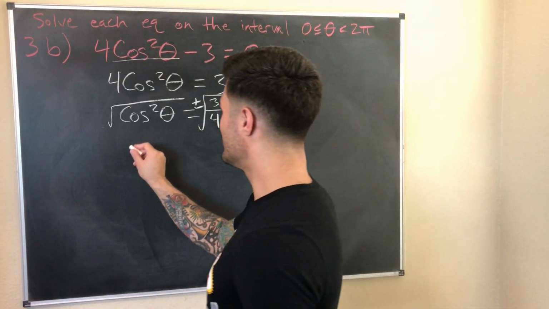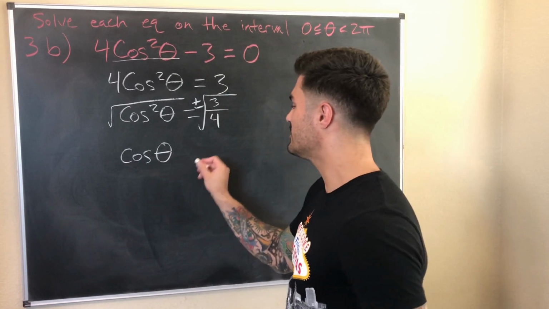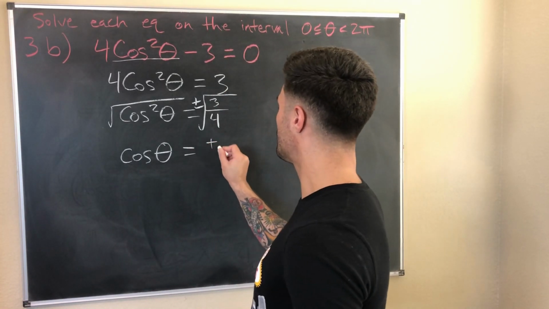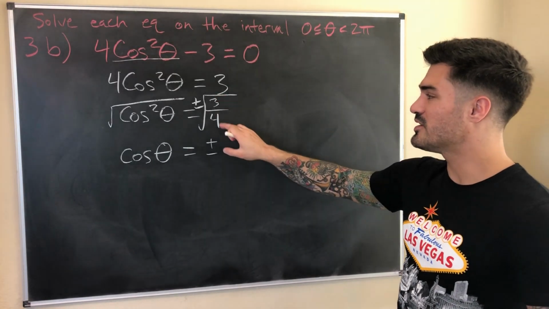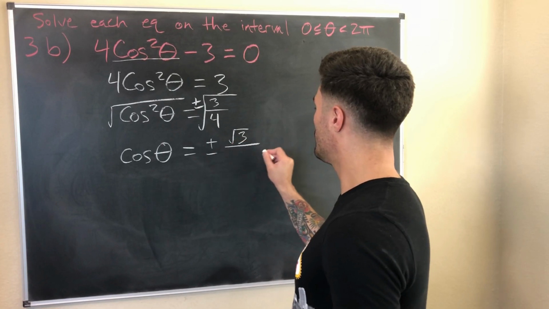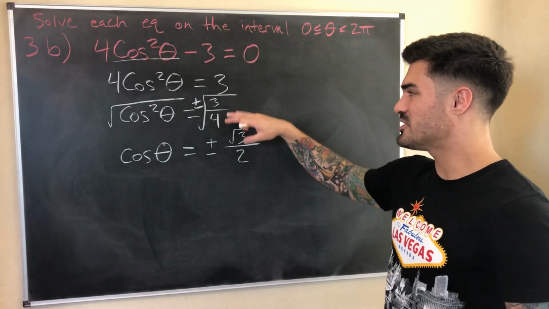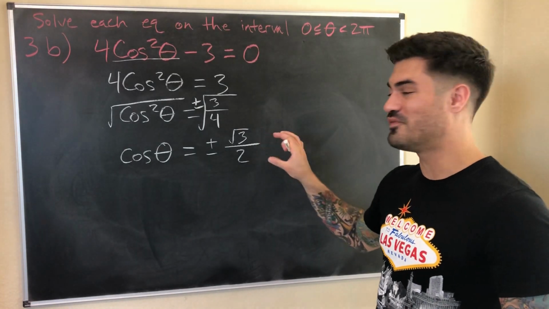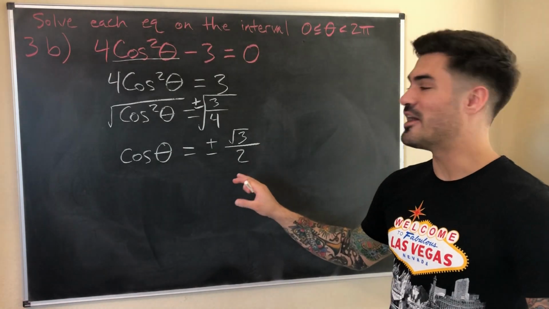So now what I have is cosine theta, right? That square root got rid of the squared. Cosine theta equals plus or minus. And what I'm going to do now is split up this square root. I'm going to write this as the square root of 3 over the square root of 4, which is just 2. And now you probably can see why I split that square root up, because this is a value that we're very familiar with. It's on the unit circle, and we can definitely work with this value, okay?